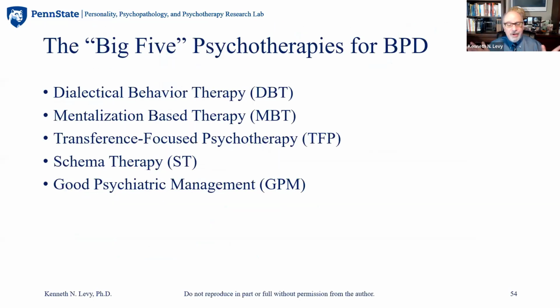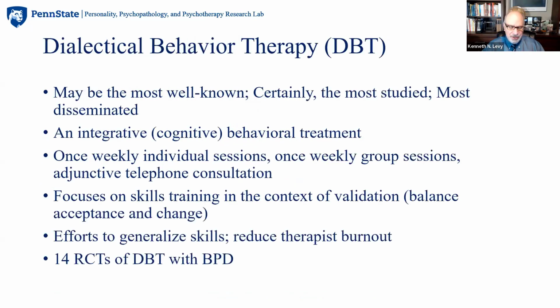In a different kind of big five, not big five personality traits, but big five psychotherapies, I think that dialectical behavior therapy, mentalization-based therapy, transference-focused psychotherapy, schema therapy, and good psychiatric management, which is a specific version of psychiatric management articulated by John Gunderson, not simply good psychiatric management, are probably considered the big five of those psychotherapies. Dialectical behavior therapy may be the therapy that's most well known and certainly the most studied, most disseminated, and people may be aware of it.